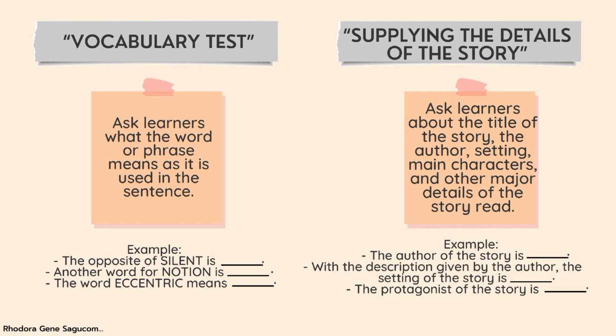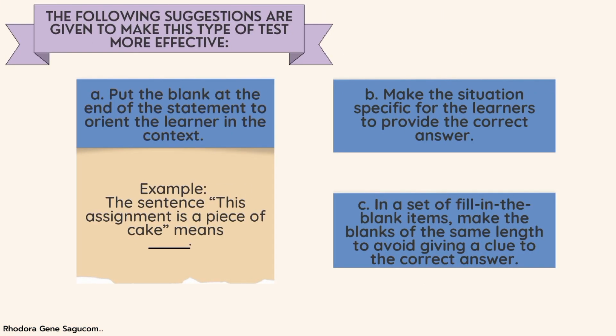And that's it. So let's proceed to the following suggestions that are given to make this type of test more effective. Letter A, put the blank at the end of the statement to orient the learner in the context. For example, the sentence, "This assignment is a piece of cake," means blank. As we can see, the blank is at the end of the sentence, which is preferable because it enhances readability and can reduce confusion.